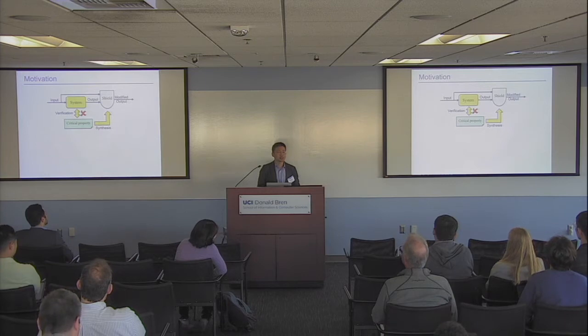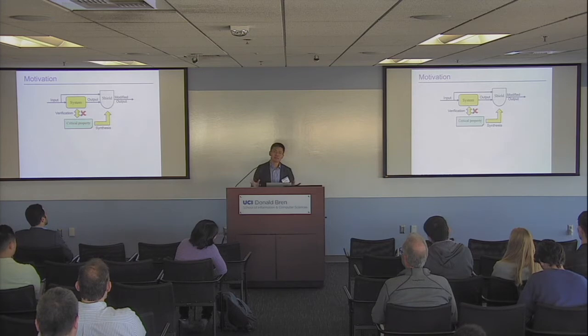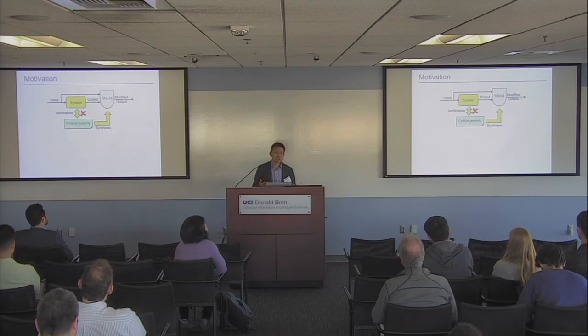So the first question is, is this even possible? What kind of property can be enforced in this way? So we want to figure that out. And the second thing is, suppose we identify a subset of such properties, how are we going to design this shield? What we want to do really is not have a human design the shield, but automatically generate the shield from the specification.